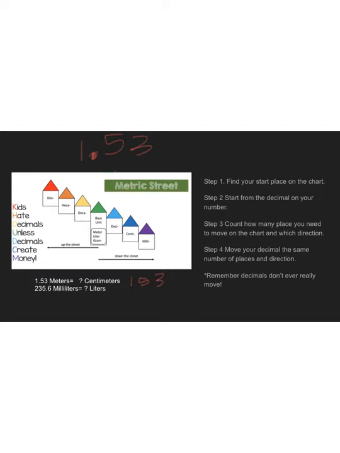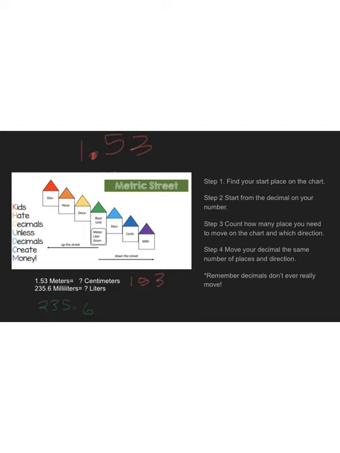All right. Go ahead and erase that, and then we're going to talk about our second example there. And for some reason, our 1.53 does not want to erase. Let's go ahead then and get into our next one. So into our next problem then, we have 235.6 milliliters, and we want to know how many liters that is. So let's write that down here.